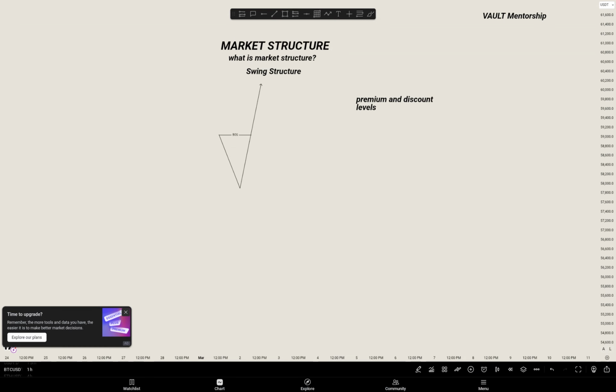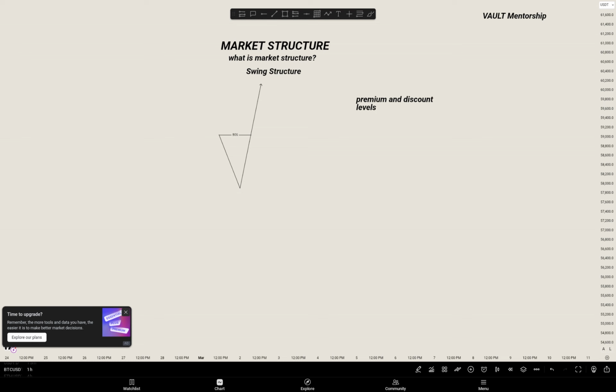Now, these premium and discount levels are levels you use according to the trend of the market. If you are dealing with a bullish structure, whether it's on the lower time frame or the higher time frame, the levels you deal with are the discount levels, because you want to be buying low and selling high.